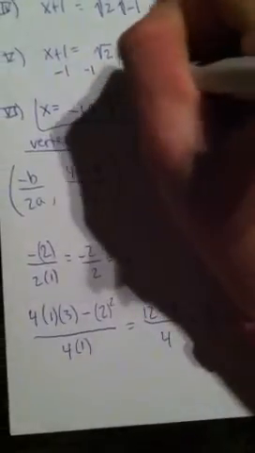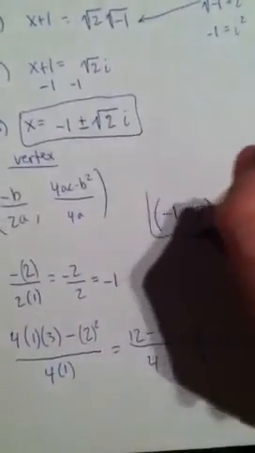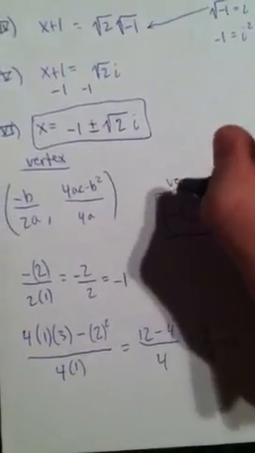So now our final answer is x equals negative 1 plus or minus the square root of 2i, and our vertex is negative 1, 2.